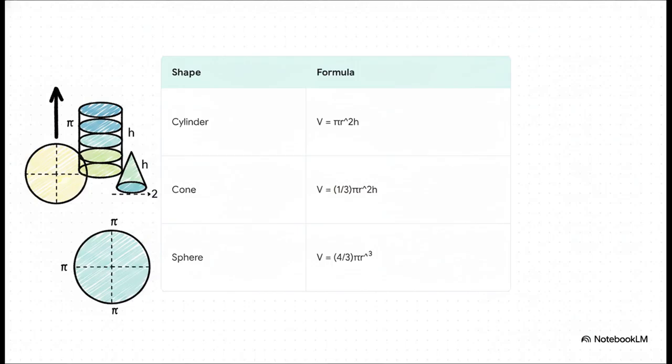And finally, the sphere. It's perfectly symmetrical in every single direction, so it uses the radius cubed in its formula, 4/3 pi r cubed. See? These aren't just random letters. They logically build right on top of each other.